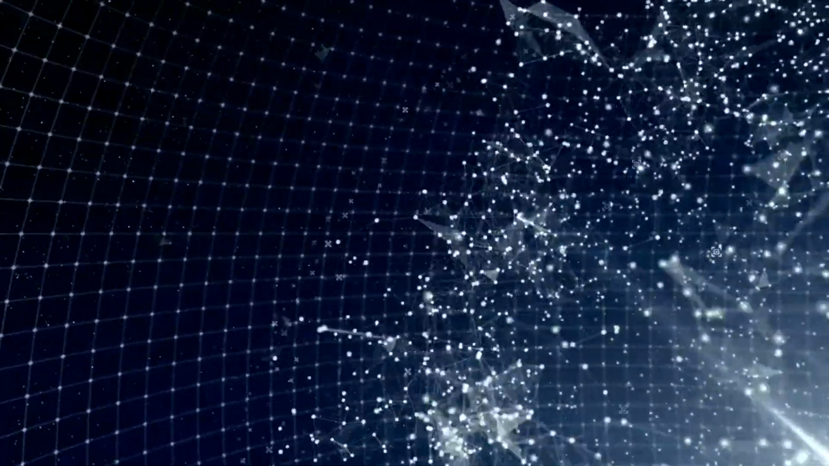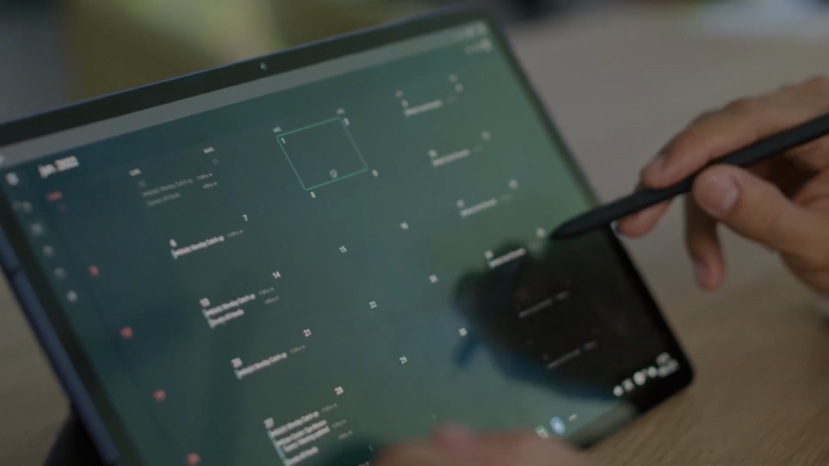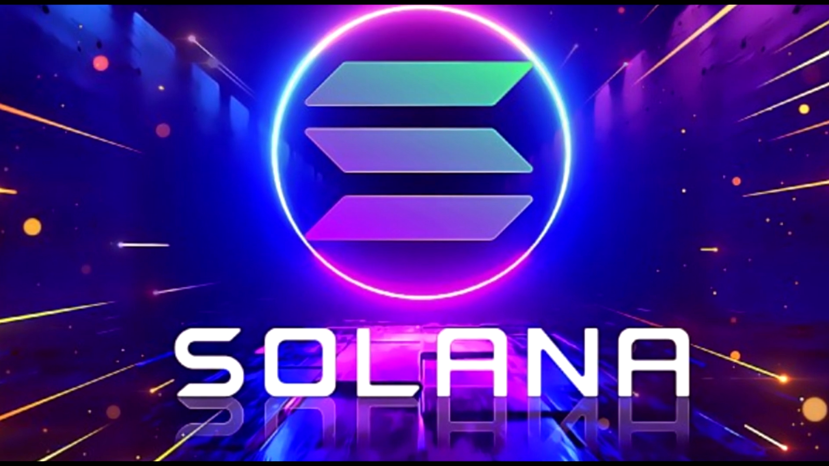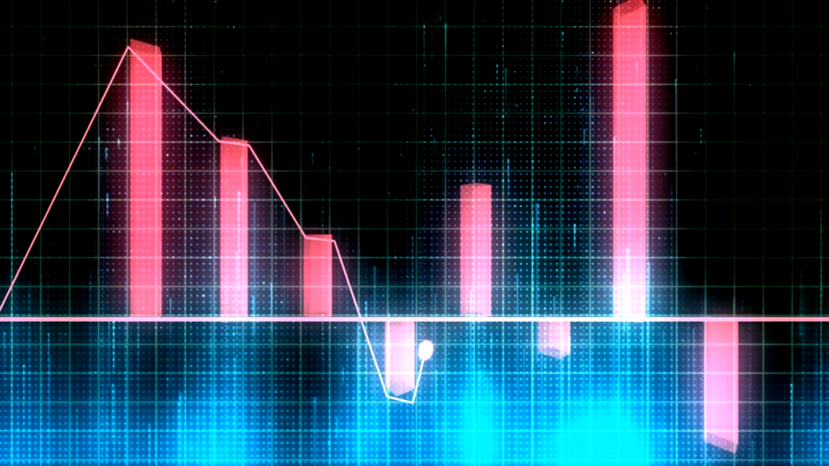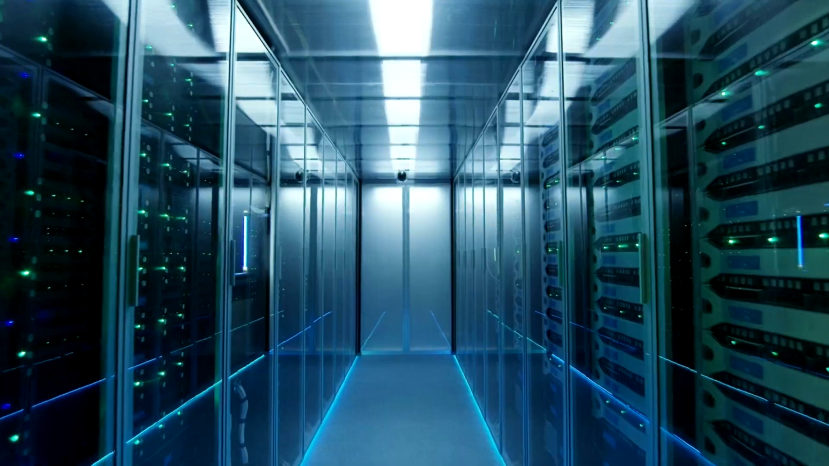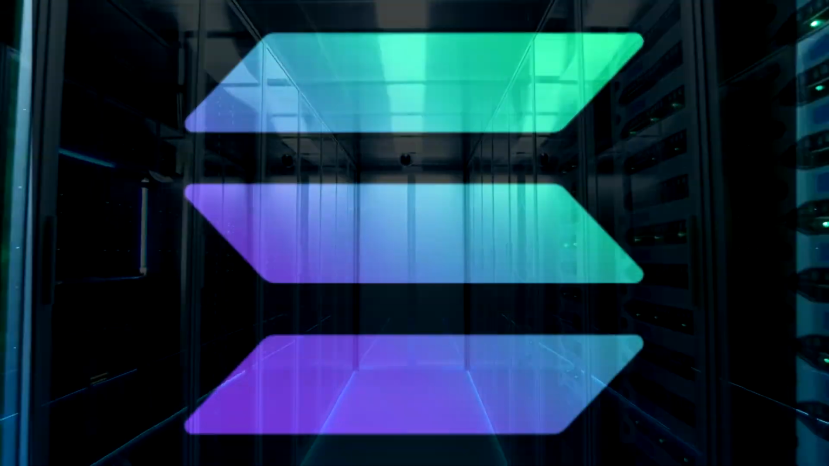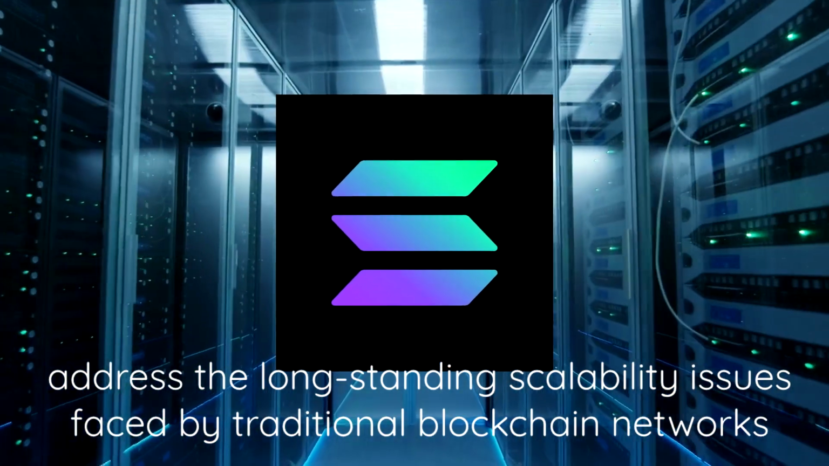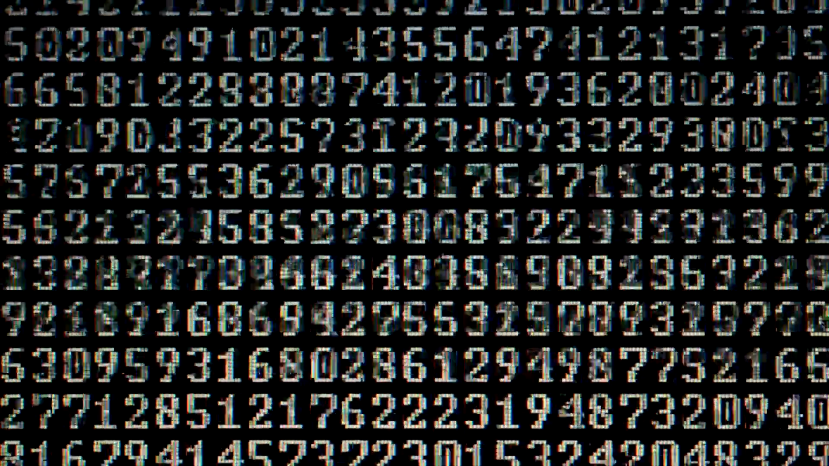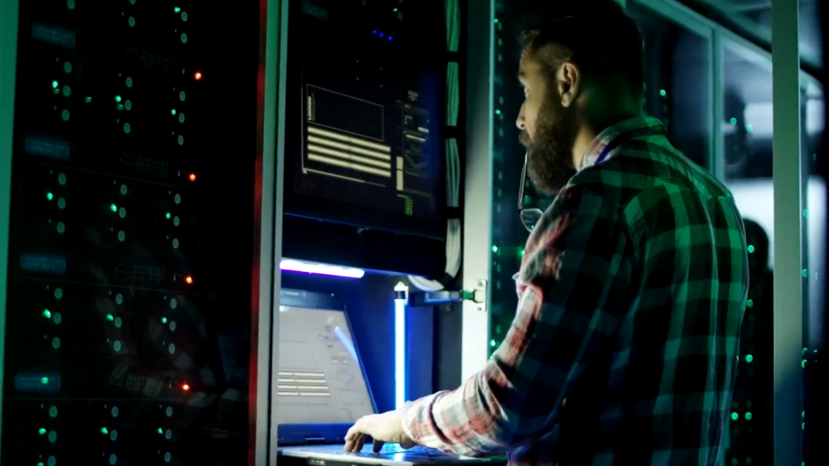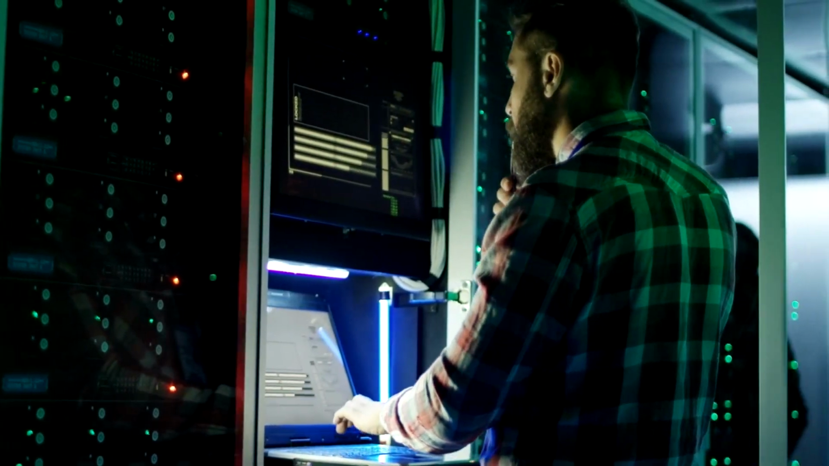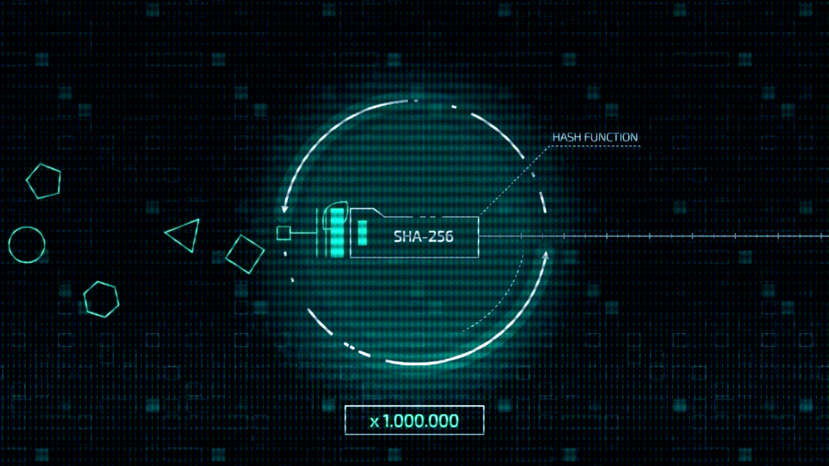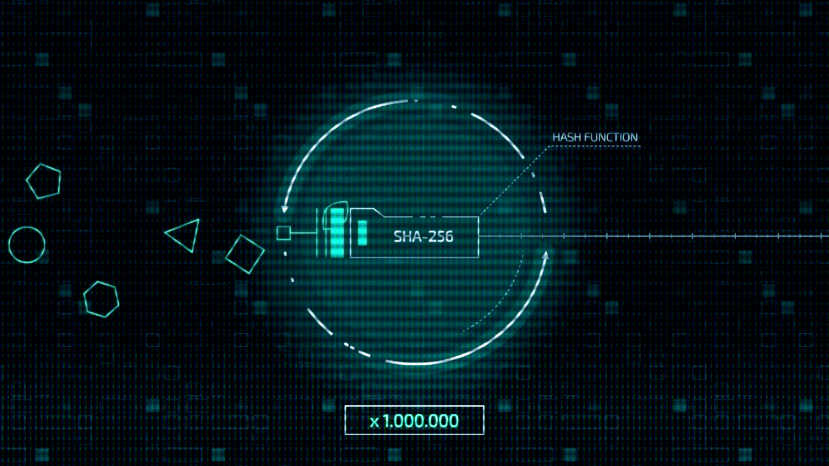In the ever-evolving landscape of cryptocurrencies and blockchain technology, Solana has emerged as a prominent player, offering a unique and innovative approach to scalability and decentralization. Launched in March 2020, Solana aims to address the long-standing scalability issues faced by traditional blockchain networks. Its architecture leverages cutting-edge technologies to provide high-speed, secure, and cost-effective decentralized applications and smart contracts. Today, let's delve into the key features, consensus mechanism, and real-world implications of the Solana cryptocurrency.